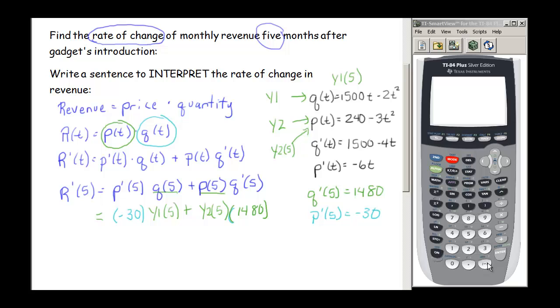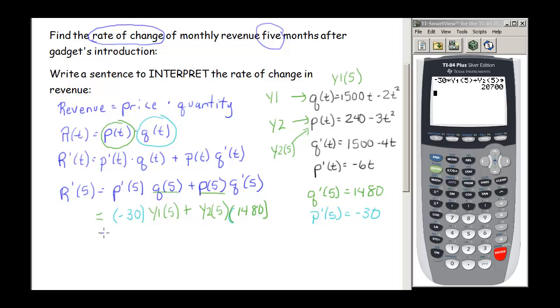So I have negative 30 times y1 at 5, and if you remember from previous times I've showed this to you, to get y1 you press vars, you right arrow to y-vars, you choose function, and we wanted y1, and then we just use function notation, so at 5, plus, now we need y2, so we have vars, right arrow to y-vars, function, and we're choosing y2 at 5, and we're going to multiply this by 1480.